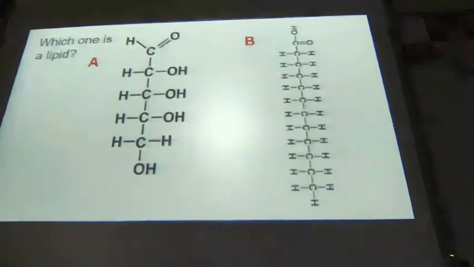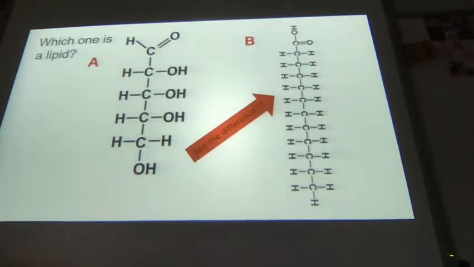Which one is a lipid? One's a sugar and one's a lipid. See the difference? There's only like 1 oxygen in one and the other one has a bunch of oxygen. Do you see that? Sugars don't have to be in a circle. It can be linear too. So you kind of look at that.